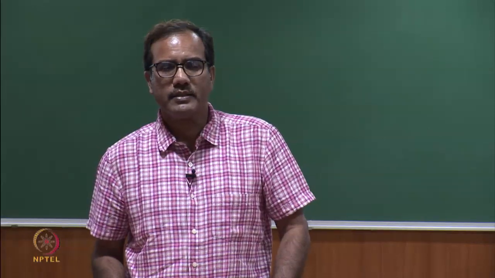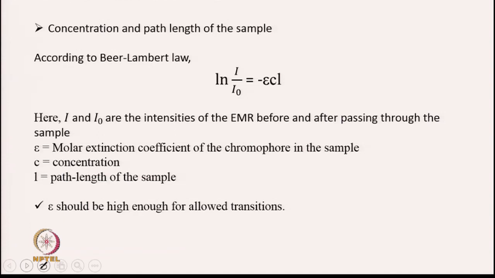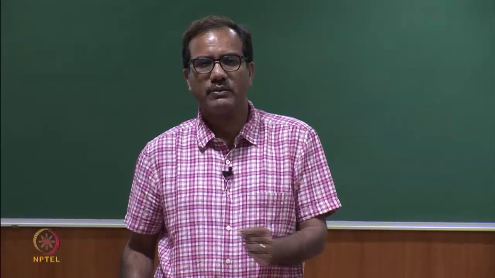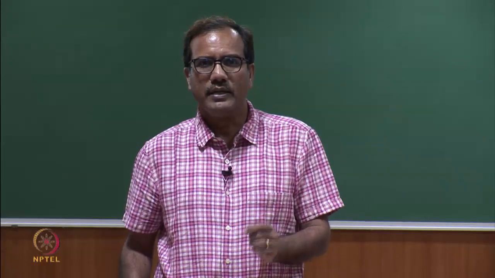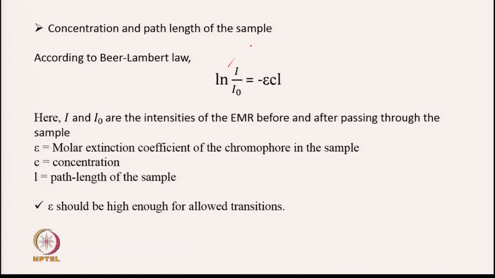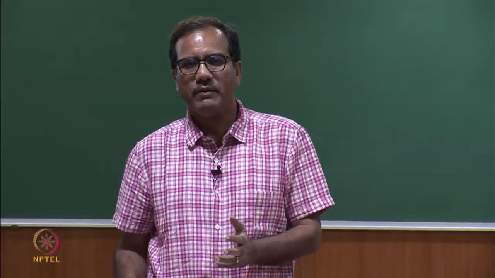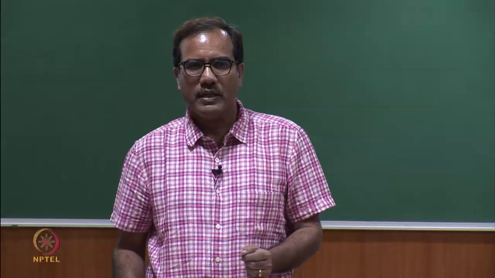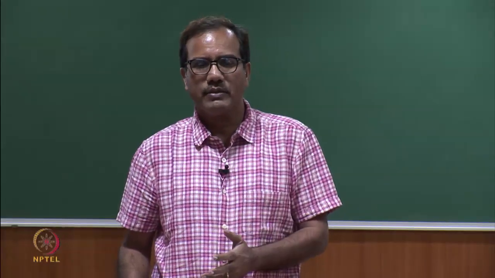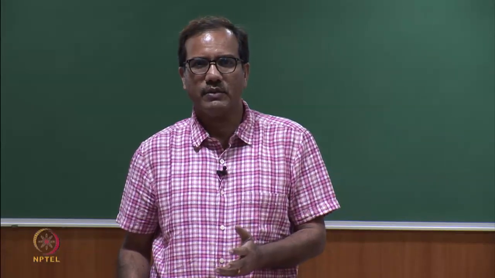And the last factor is concentration and path length of the sample. This is given by the Beer-Lambert law, which tells you ln I by I naught is minus epsilon C L, where I is the intensity of the light after passing through the sample, and I naught is the intensity of light before passing through the sample. Epsilon is the molar extinction coefficient, C is concentration, L is path length. Epsilon would be high for allowed transitions. If concentration is high, then again absorbance is going to be high.